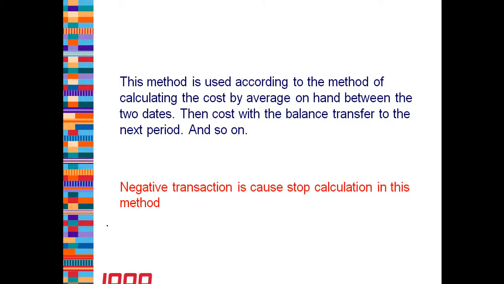And the next costing method is the periodic costing method. This method calculates the cost by the average on hand between 2 dates. So between 2 dates I will calculate the cost using the average on hand method. Then the cost with the balance will transfer to the next period, and so on. Then the calculation will again be between 2 dates using the average on hand method. Again, a negative transaction causes the calculation to stop in this method.